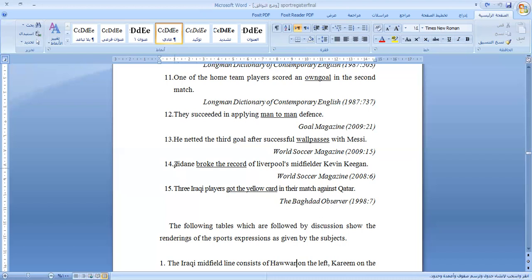Let's move on to 14. Zidane broke the record. Broke the record means he broke or smashed the record. Here too, the literal translation gives us a meaning, so we can adopt the literal translation strategy.